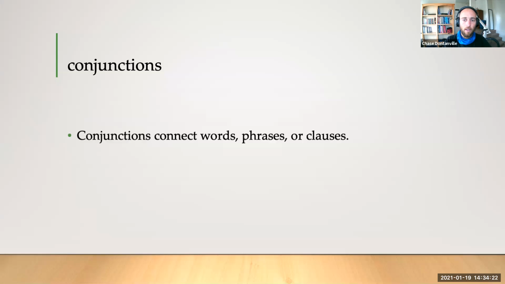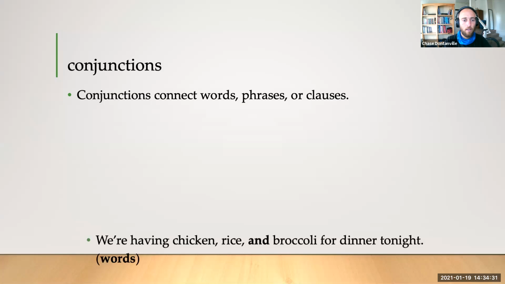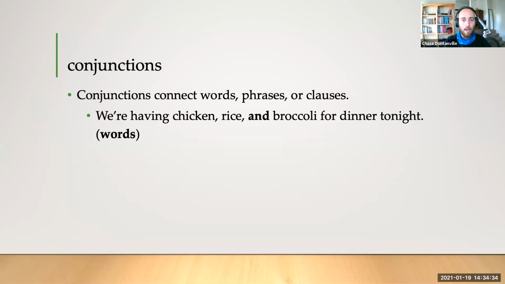So, conjunctions, what do they do? They connect words, they connect phrases, and they connect clauses. For example, we're having chicken, rice, and broccoli for dinner tonight. In this case, and is connecting words. It's connecting chicken, rice, and broccoli. Do you want to go to Paris or to Rome? This is connecting phrases. So, to Paris or to Rome.